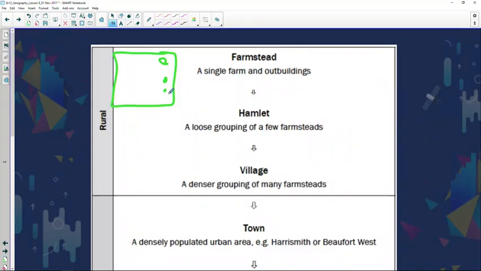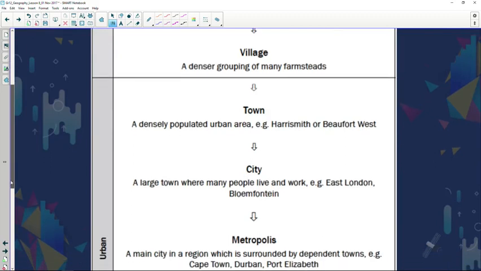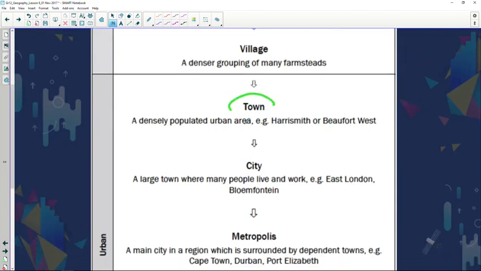And a village is just a bit bigger than a hamlet, where it's a bit more dense. It means the farmsteads are closer to one another, and it can range from up to 10 or more little farmsteads altogether. But when we look at urban areas, towns, now immediately when we move to towns, what happens? The function changes.